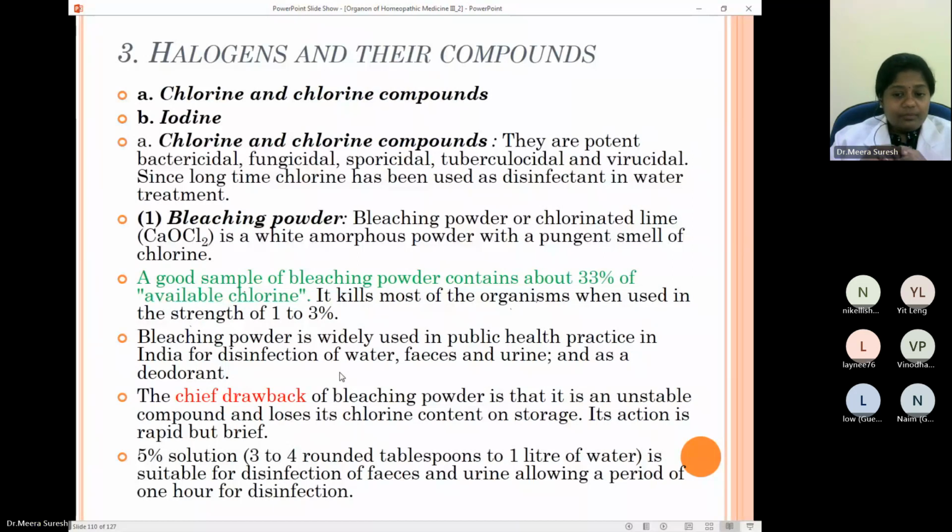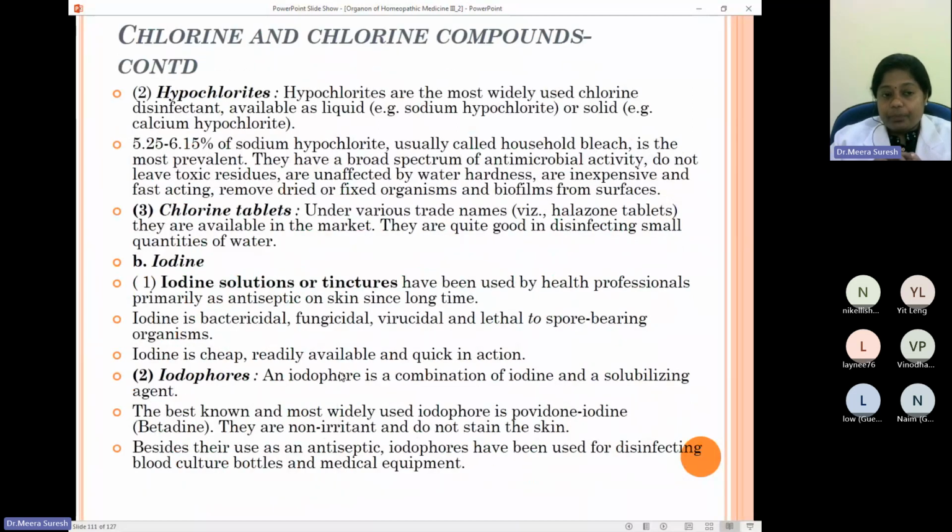The chief drawback of bleaching powder is that it is an unstable compound and loses its chlorine content on storage. Its action is rapid but brief. A 5% solution is suitable for disinfection of feces and urine, allowing a period of 1 hour. So it should be made to stand for 1 hour with the 5% solution to get it disinfected.